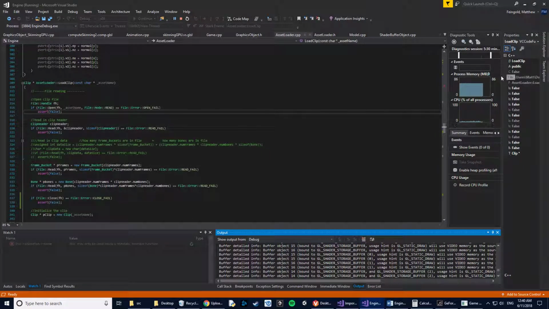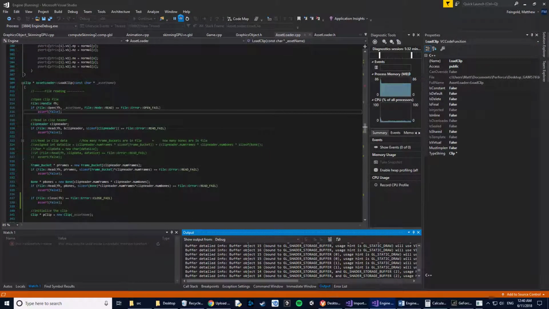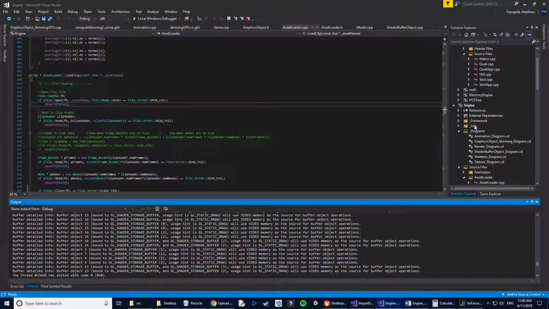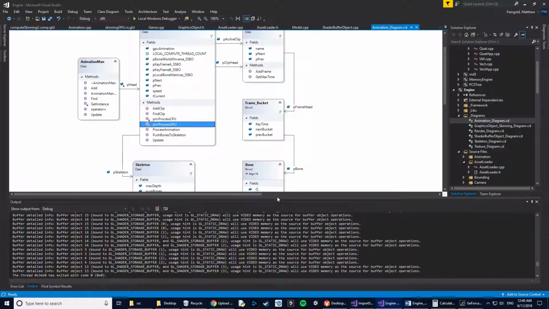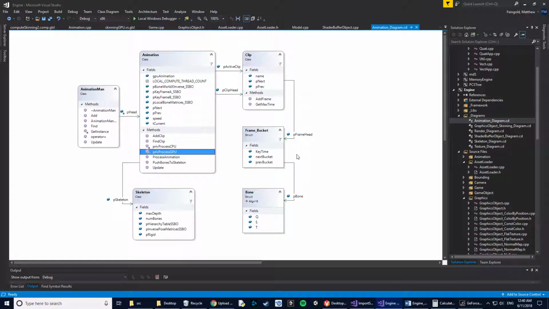Let me stop running this. I have a couple diagrams we can look at. This being the main one, my class diagram for my animation system. Essentially, I have this animation object that has a reference to a skeleton. It doesn't own it. The skeleton is owned by a skeleton manager. And then it owns a linked list of clips, and each clip has all of its frame data.